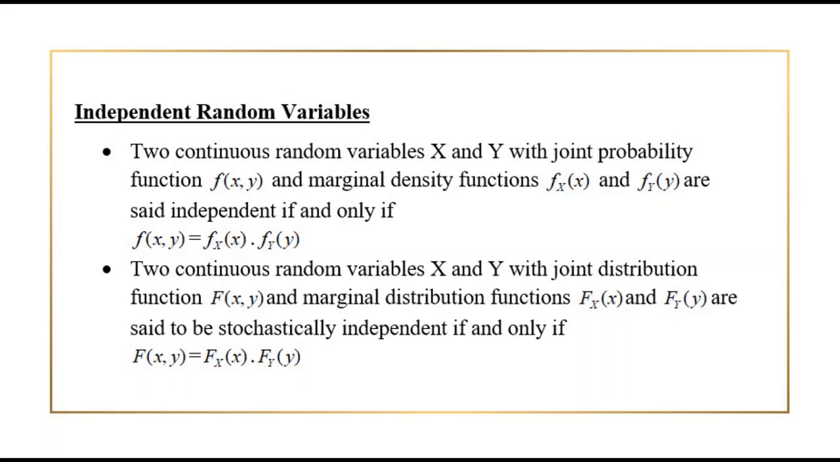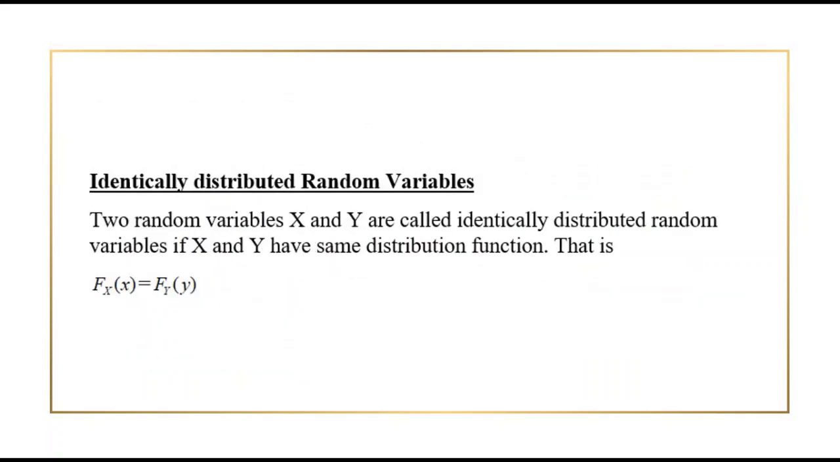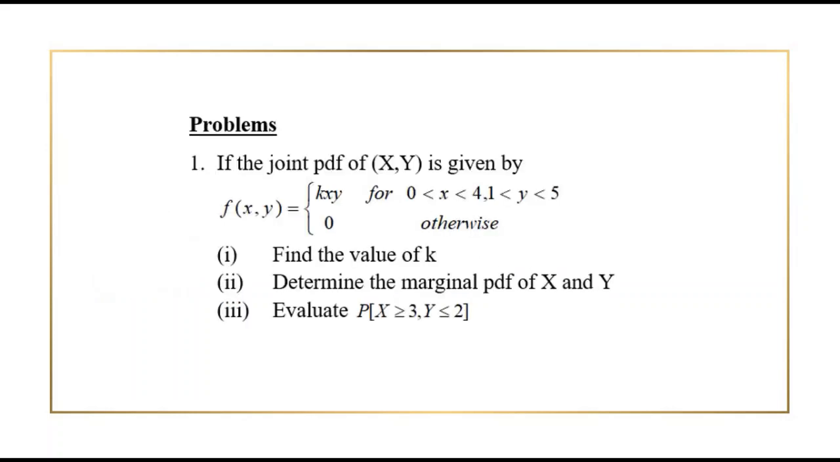Two random variables are said to be independent if the joint PDF is the same as the product of the corresponding marginal density functions. Two random variables x and y are said to be stochastically independent if the joint distribution function is the same as the product of the marginal distribution functions of x and y. Two random variables are said to be identically distributed if they have the same distribution function, that is, capital Fx of x is the same as capital Fy of y.